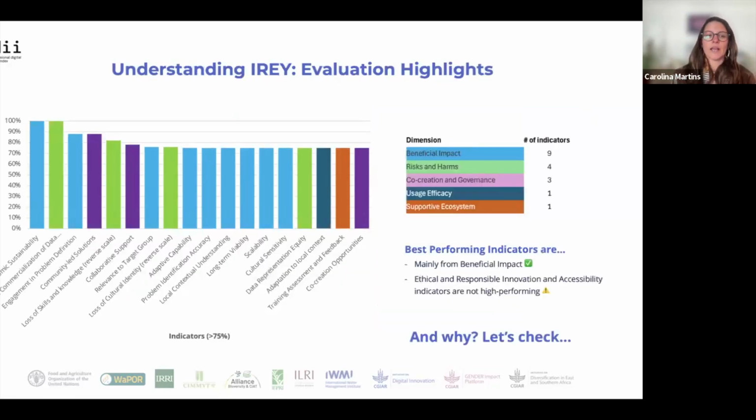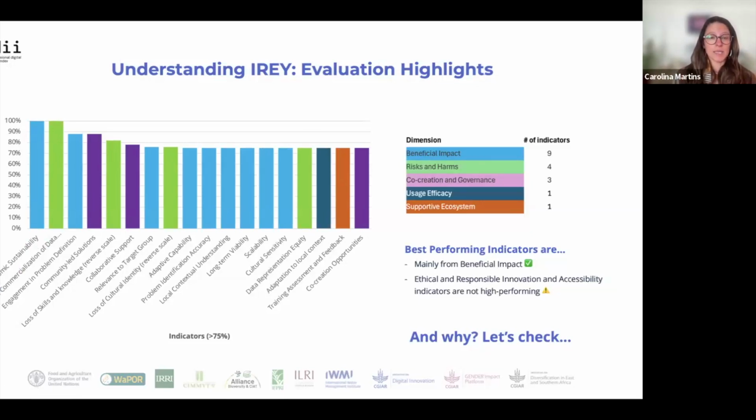So when we're looking at the scores, this slide represents which indicators scored more than 75%. Remember that the MDII is really big. It has 7 dimensions, 27 subdimensions, and 19 indicators. Looking at this, what can we see? Most of the indicators that performed higher than 75% are from beneficial impact. And that aligns with the first graph that we saw, right? So in terms of economic sustainability, the tool scored really, really well.